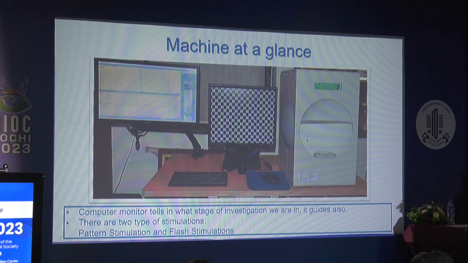Now, coming to the machine at a glance, the machine has three parts. One is the monitor, the second is the CRT, and the third is the Ganzfeld bowl. The computer monitor tells us at what stage of the investigation we are in. It guides us through the test. There are two types of stimulation present, the pattern stimulation and the flash stimulation. That is taken care of by the CRT and the Ganzfeld bowl.